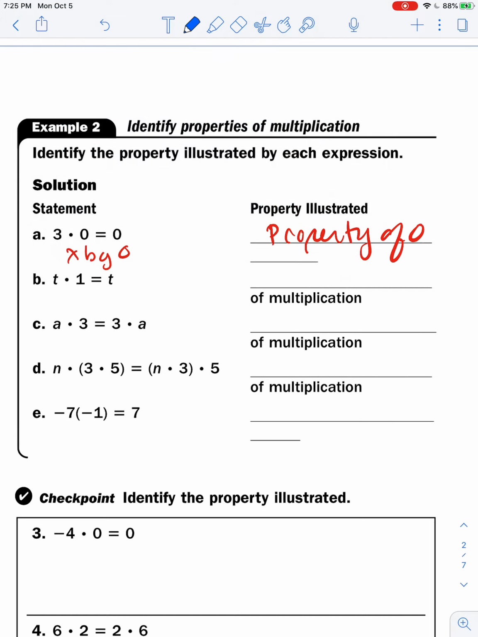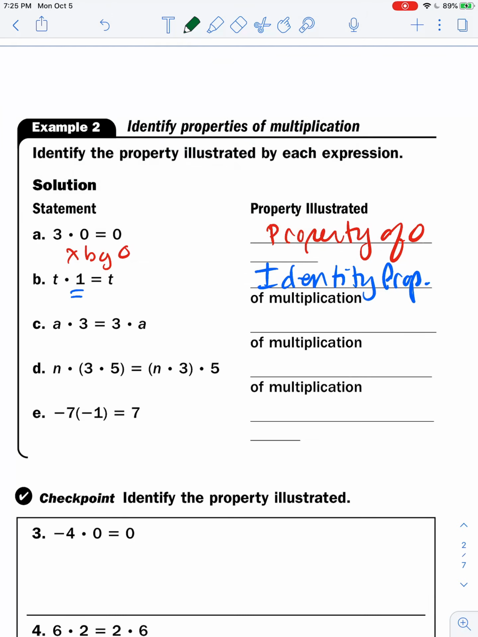How about if I look at the next one? What did they do? They took t, multiplied it by 1, and it stayed t. So when you get to keep your identity, that is going to be the identity property.